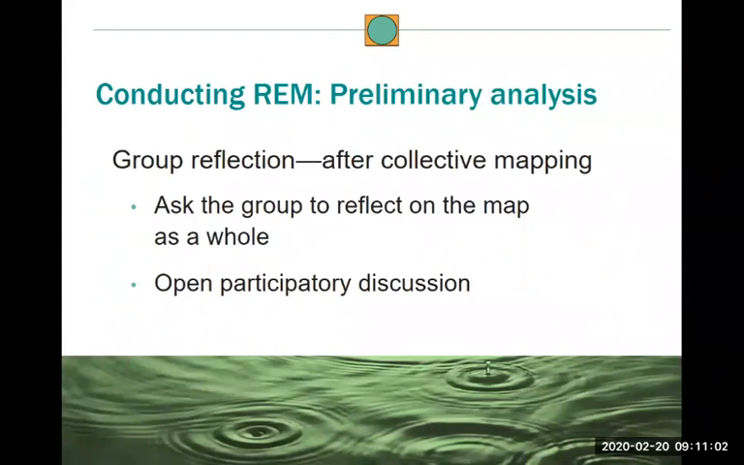So the next step is the preliminary analysis, which is part of the group reflection of the map that you had just created. So you have the collective map of effects, and then the facilitator asks the group to reflect on the map as a whole. It's an open participatory discussion, and some of the questions that the facilitators may ask are things like, what are the most significant or important ripples that we have on the map, or how are these ripples different from each other, or is there anything that's missing from this map?